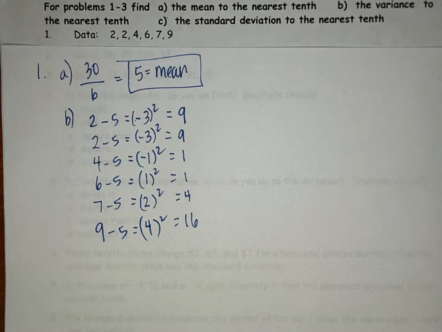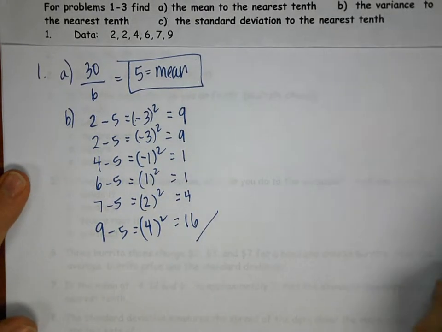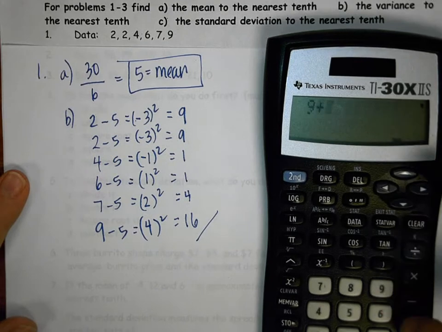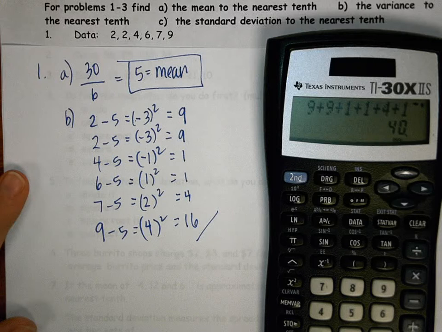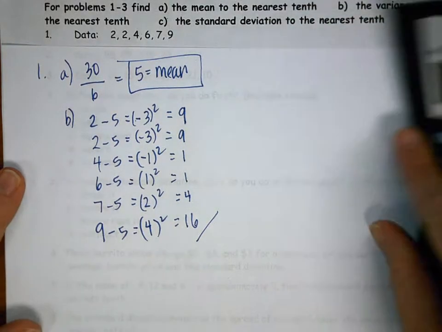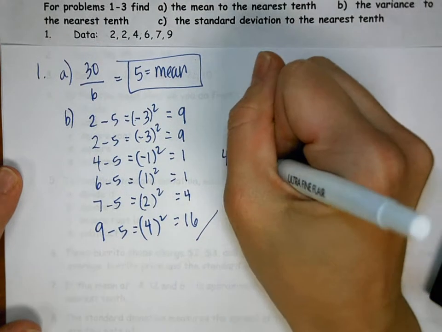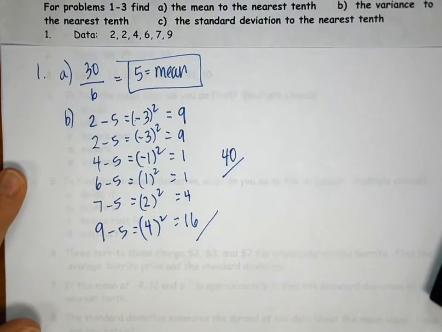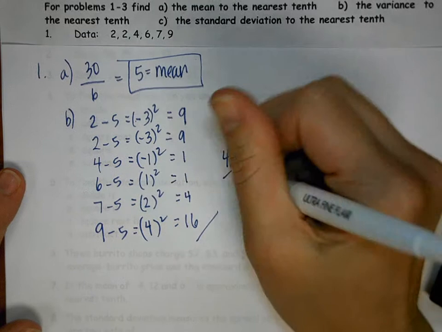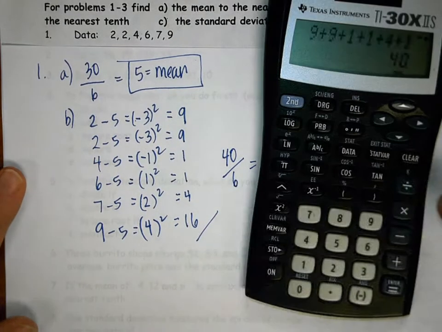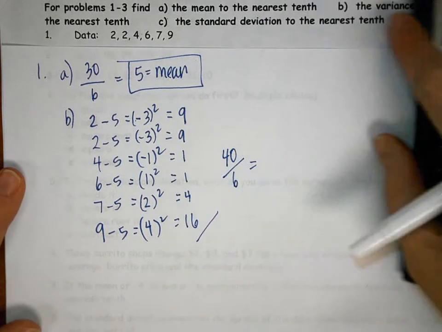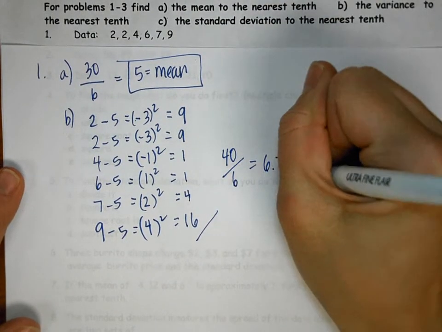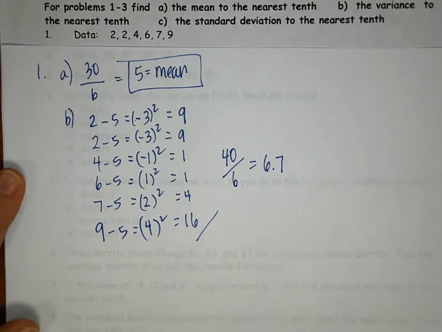So what's our next step now? Add them all together. Good. So 9 plus 9 plus 1 plus 1 plus 4 plus 16. Is it 39 or 40? 40. Okay, so we add all that together and I get 40, and I'm taking 40 and dividing it by 6 because I have 6 numbers still. So 40 divided by 6 on my calculator equals 6.666. So we would round that to 6.7 because they said round to the nearest tenth.